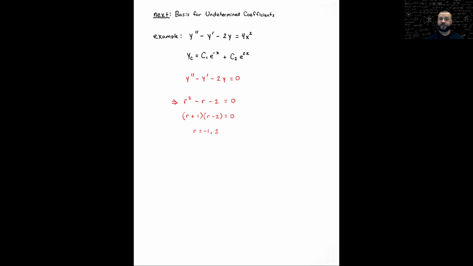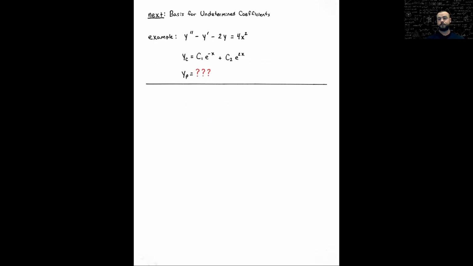All right, what we're interested in is how do we find a function such that y and its derivatives differentiate not to 0, like with the complementary solution, but we're looking for a function such that y and its derivatives combine to 4x squared. So we know what the complementary solution is, but what is the particular solution?